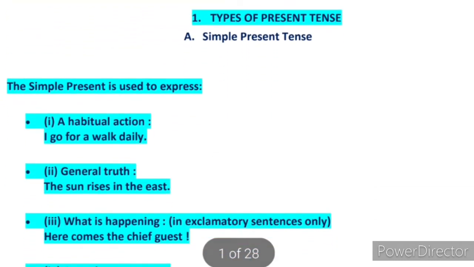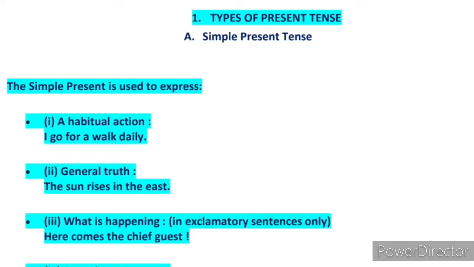Now here we will study all four types of the present tense, one by one. First is present tense. So we will study all the four types of present tense. First is simple present tense or present indefinite tense. So why do we use simple present tense?